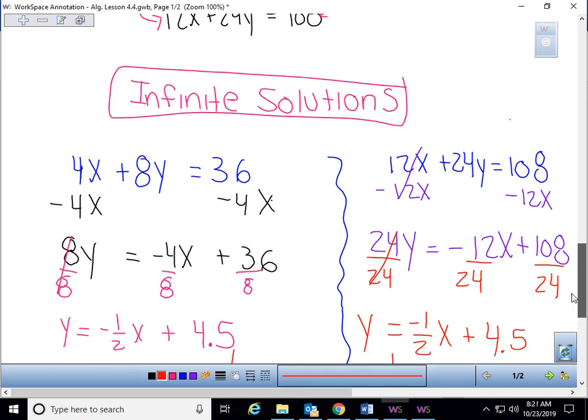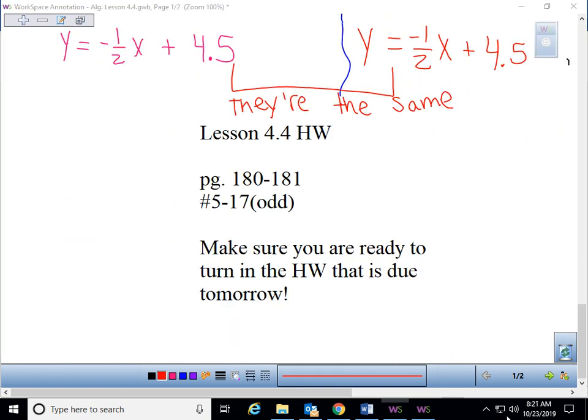I will answer any questions I can when I am back tomorrow. But here's your homework. You can hopefully easily go through this. This shouldn't have been too bad of a lesson, but if this still was confusing you, just please write down your questions and I'll answer them tomorrow. This homework is page 180 to 181, numbers 5 to 17 odd.